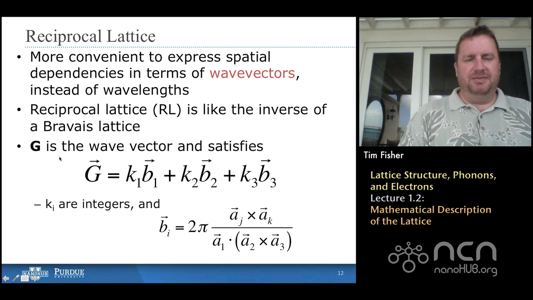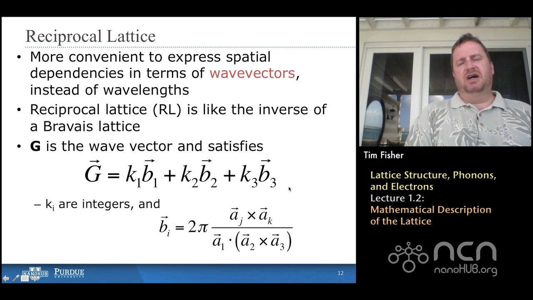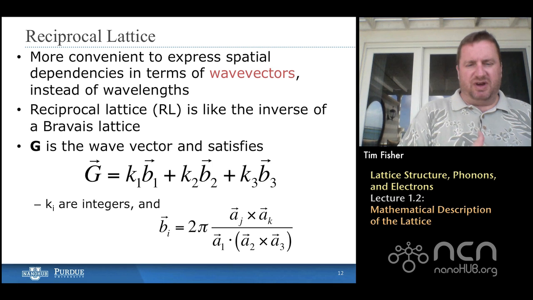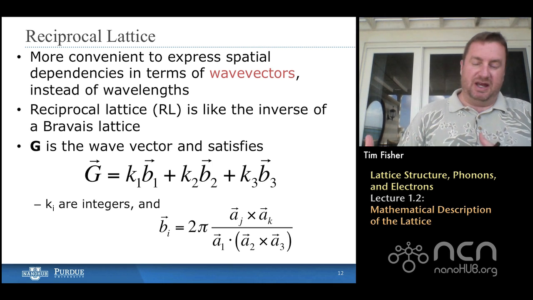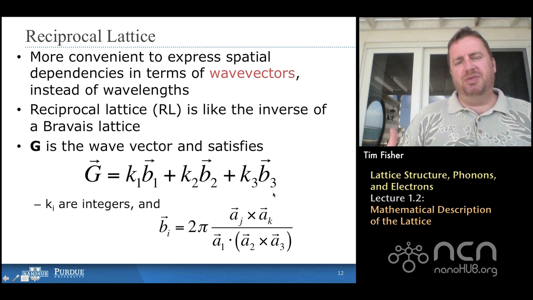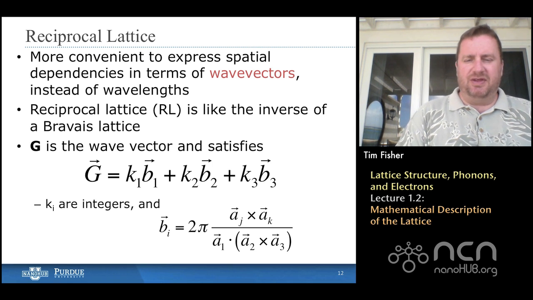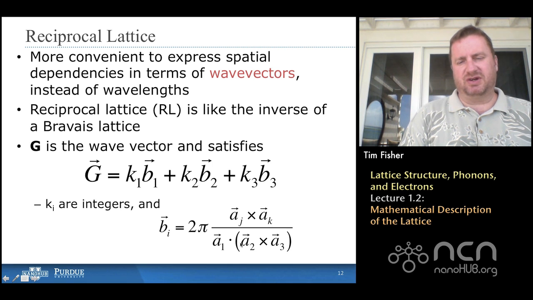Again, g is a wave vector that satisfies an equation very much like the Bravais lattice vector r, which was composed of the translation vectors a1, a2, and a3. Now these vectors b serve that role. The vectors b are the translation vectors for the reciprocal space, and they are intimately related to the vectors a, the translation vectors in real space, through this relation.